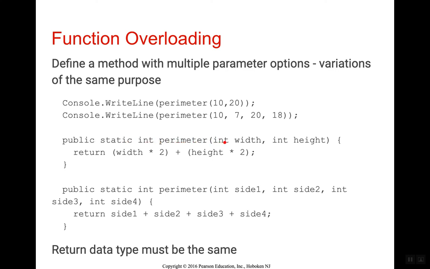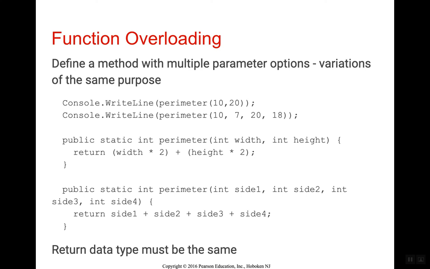This must be unique, okay? I can't define another method named parameter which has an int of height and volume and weight or something, right? Just because the parameter names are different doesn't make it unique. What makes it unique is the name and the data types and order of the parameters, okay? So once I define a parameter with two integer values, that's it. I can't define another method named parameter with two integer values.